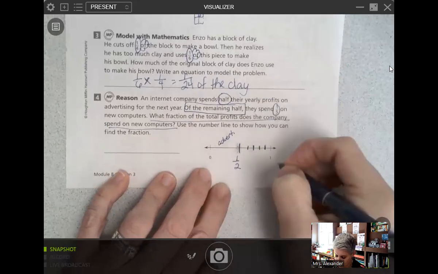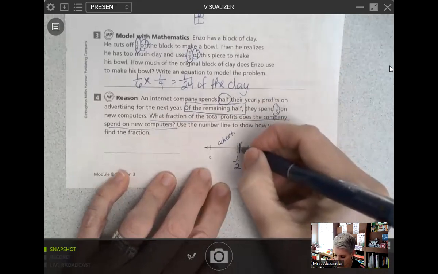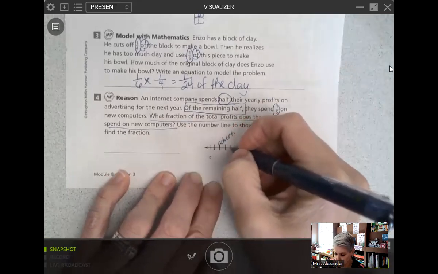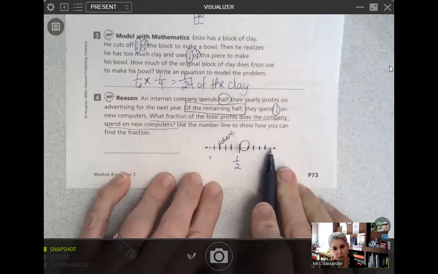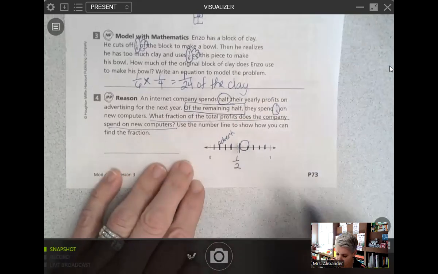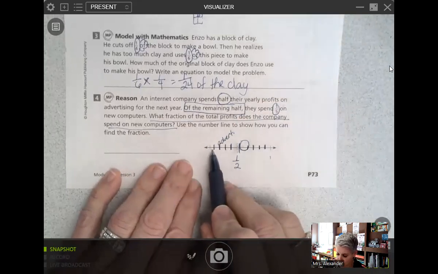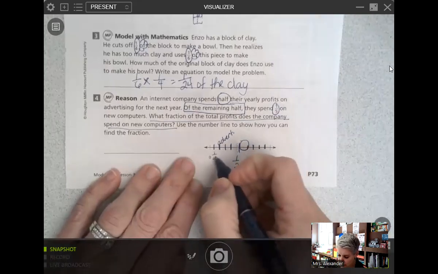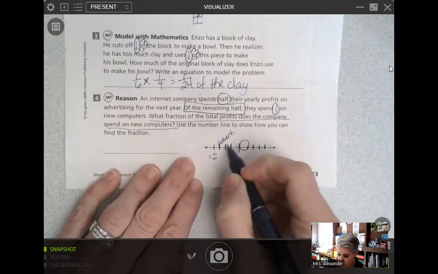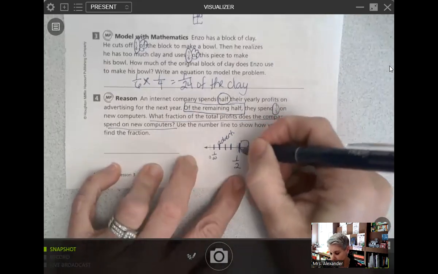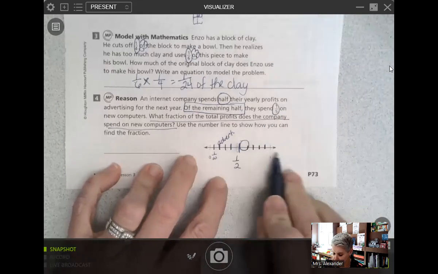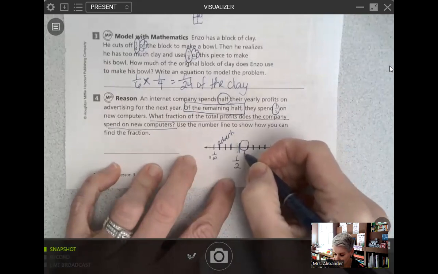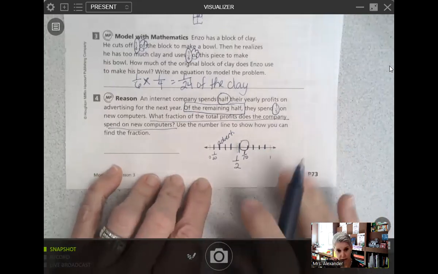Now we have fifths here. If they're spending 1/5 of that 1/2, I also have to remember, if I have divided one part of my number line or model, I have to divide the other part. So now I have how many parts? 1, 2, 3, 4, 5, 6, 7, 8, 9, 10. So each of these is a 1/10, 1/10, 2/10, 3/10, 4/10, 5/10. But if they are just using 1/5 of this remaining half, that 1/5 is going to be just 1/10, right?